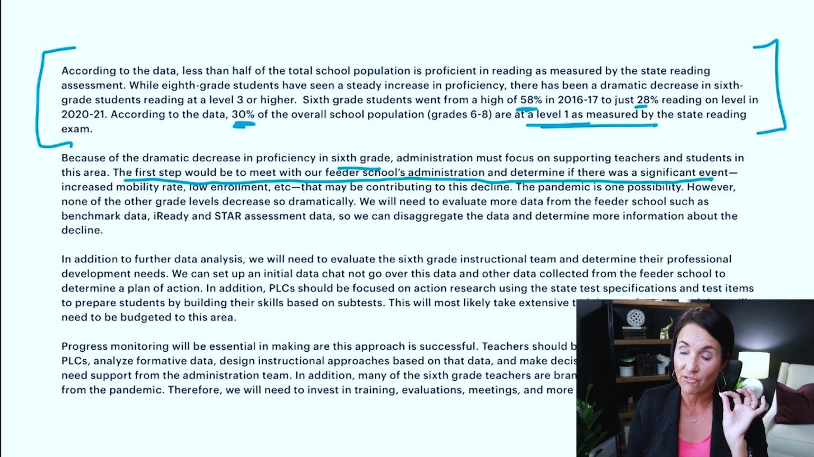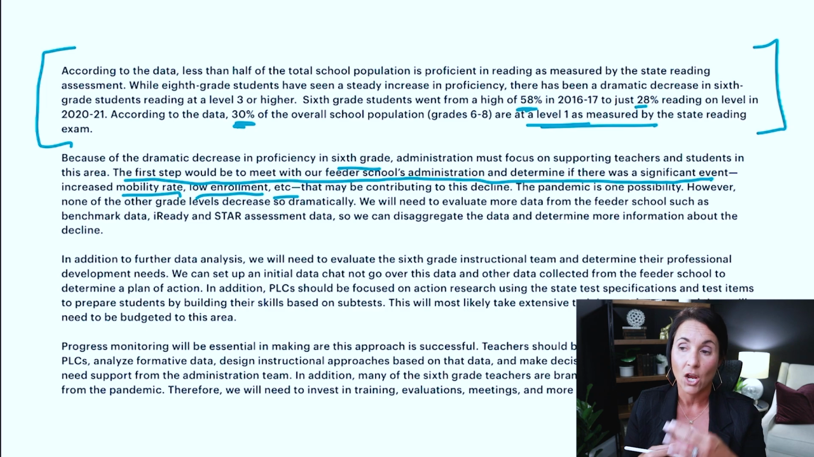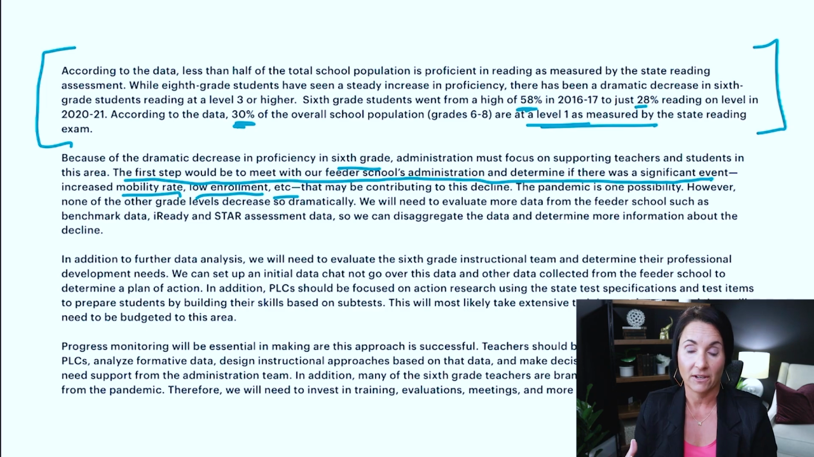Remember, specificity is very important. Increased mobility rate, low enrollment, etc., that may be contributing to this decline. So you may want to just get specific here. Mobility rate, low enrollment, maybe a new school opened up down the road and there's what we call a brain drain. A lot of times a new school will open and all the high performing kids will leave and go to this new school. And then what's left are the low performing students. And because the high performing students are not there to push the low performers along, because it does benefit both students to be working together, sometimes you'll see a dip.